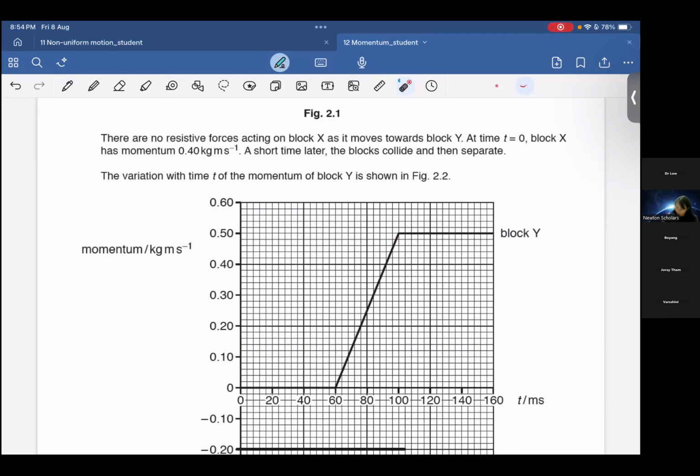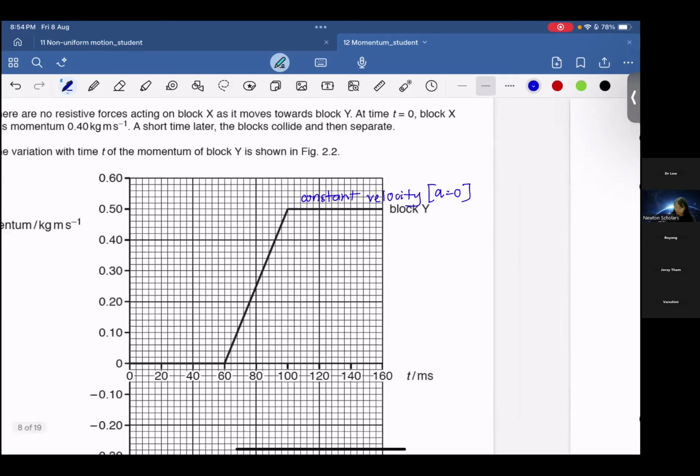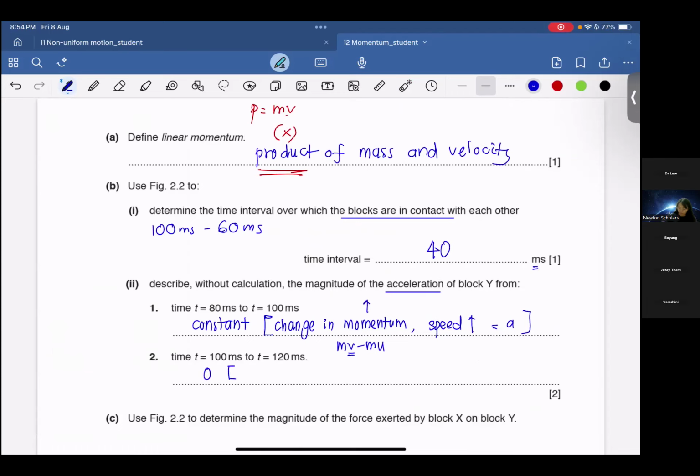Why 0? Because momentum does not change. Momentum does not change, that means your speed doesn't change. Your velocity doesn't change, so it is a constant velocity. So here, your acceleration should be 0. Here we write 0. The reason is no change in momentum, meaning constant velocity.